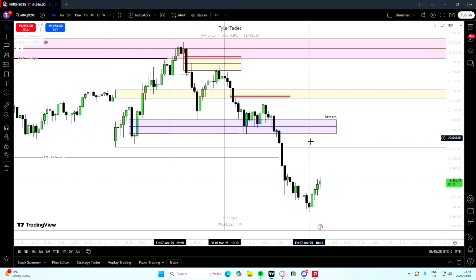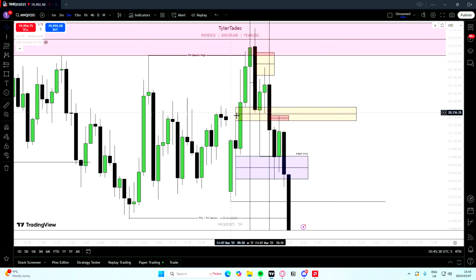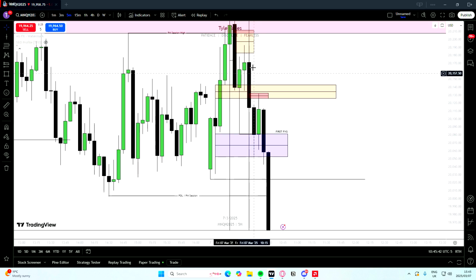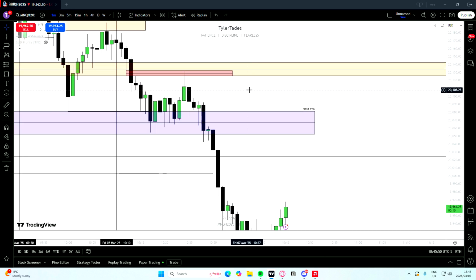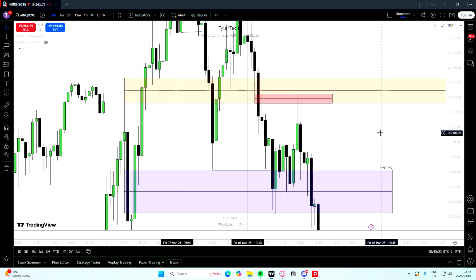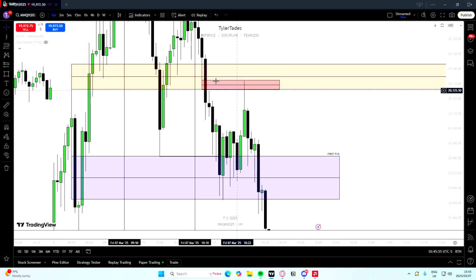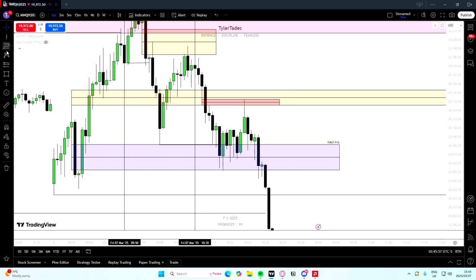But then again, I saw another thing, this inverse fair value gap, with this fair value gap, so it's a balanced price range. And we hadn't yet tapped into it. We obviously just displaced straight through it, and I was waiting for that pullback. And I thought from there, we'd go down lower. So this is what I saw. Again, I haven't actually marked this out, but there you go.